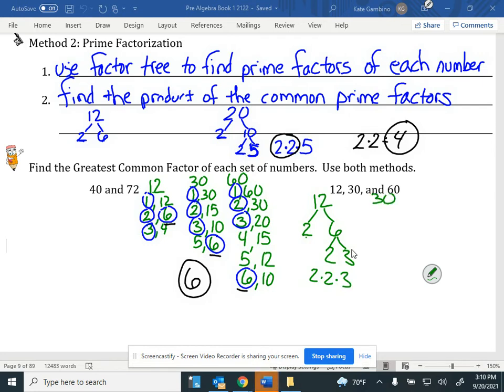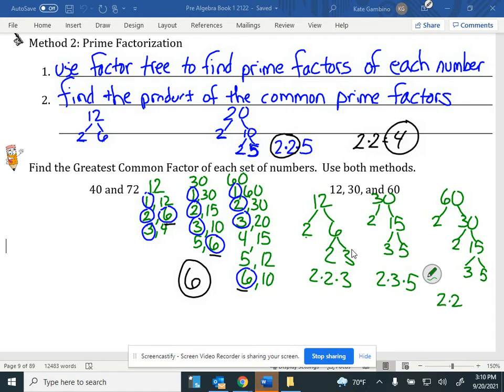For 30, I'm going to go with my 2 times 15. 2 is prime, so it stays. 15 can go down to 3 and 5. 3 and 5 are both prime numbers. So we have 2 times 3 times 5. Then we have 60, which is 2 times 30. 30 can be 2 times 15, and 15 is 3 times 5. So we have 2 times 2 times 3 times 5.